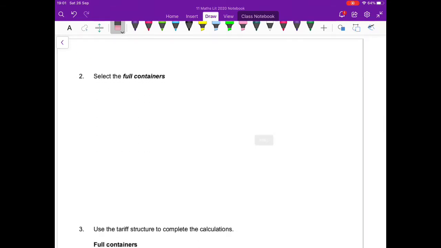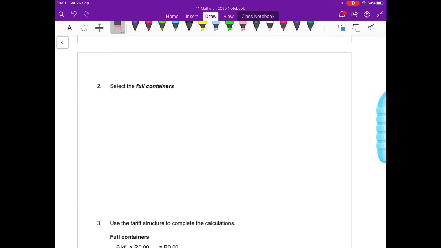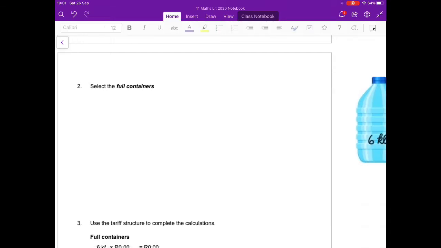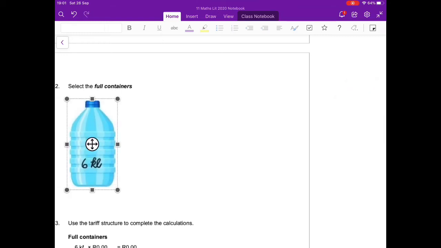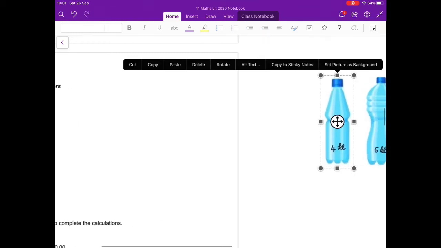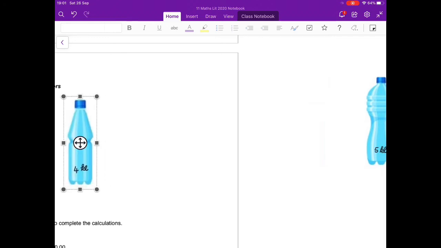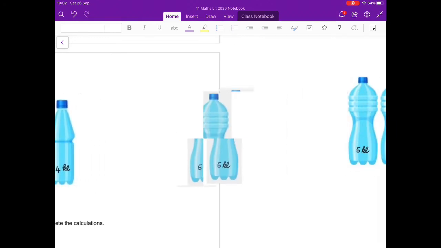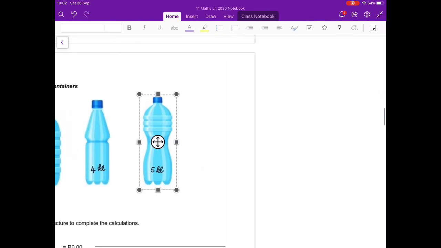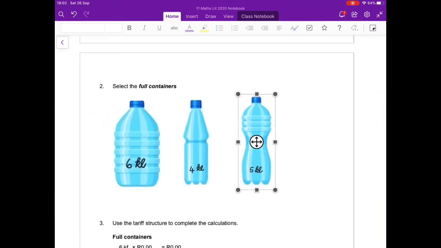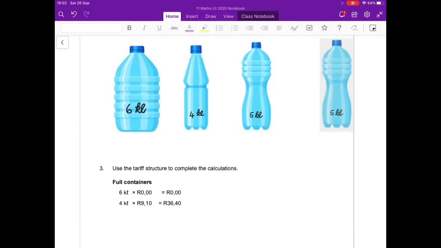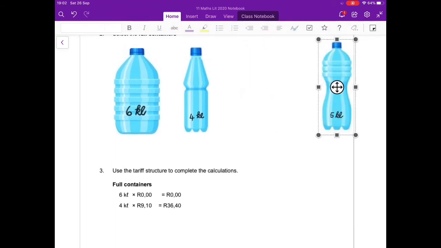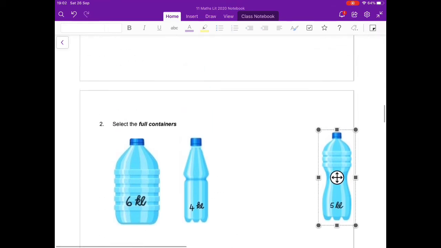So we're going to select our full containers. Okay, and we said the first one we need to select is our 6 kiloliters. So we're using the full 6 kiloliters. Then we're going to use the 4 kiloliters and only part of the 5 kiloliter container. So let's just put this aside so as not to mix it up with our full containers. Then you use the tariff structure to complete the calculations.